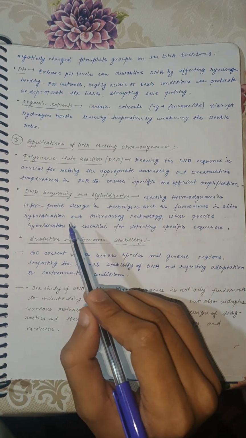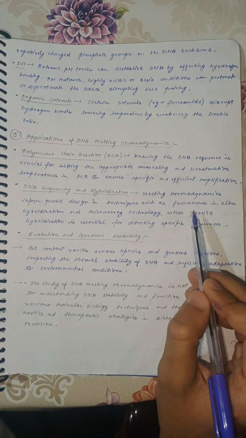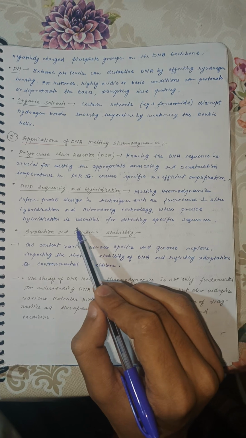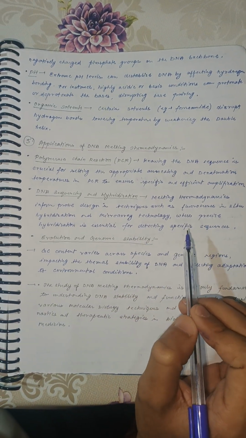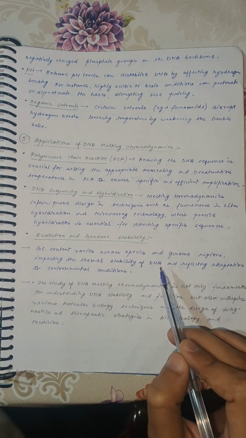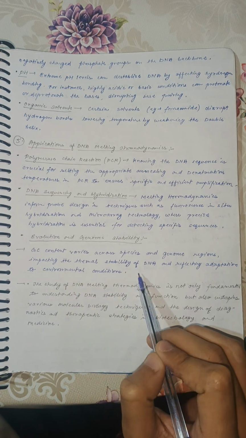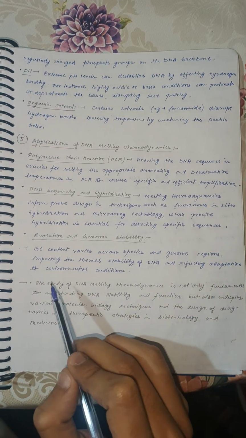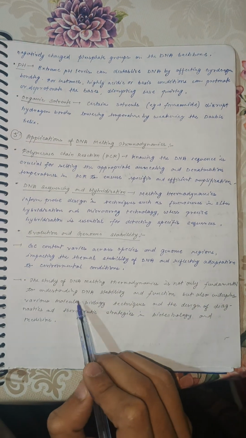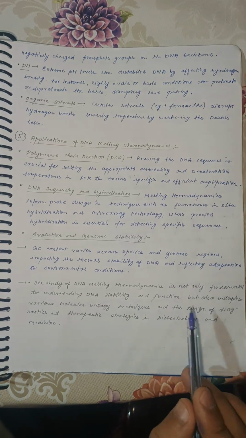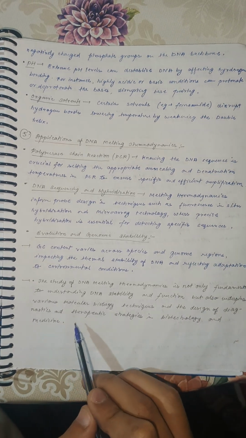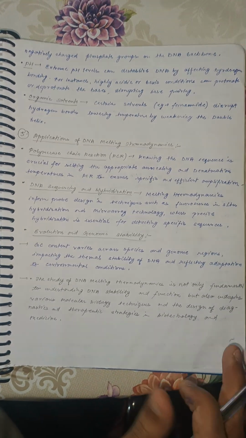Melting thermodynamics inform probe design in techniques such as fluorescence in situ hybridization and microarray technology, where precise hybridization is essential for detecting specific sequences. Evolution and genome stability. GC content varies across species and genome regions, impacting the thermal stability of DNA and reflecting adaptation to environmental conditions. The study of DNA melting thermodynamics is not only fundamental to understanding DNA stability and function but also underpins various molecular biotechnological techniques and the design of diagnostics and therapeutic strategies in medicine.